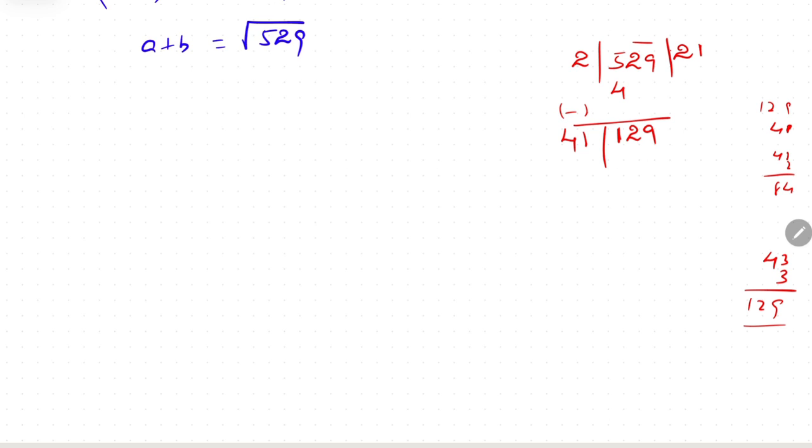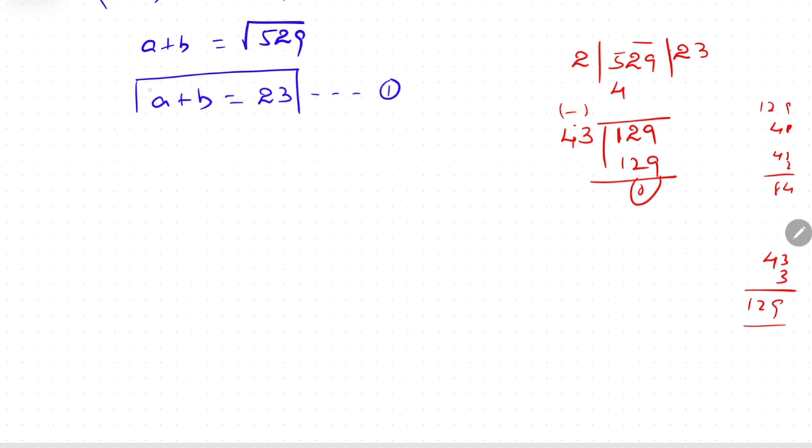So I am taking 3. Whatever we take here, we write here also, so we are getting 3. 3 threes are 9, 3 fours are 12. So the square root of 529, that is the a plus b value we got, is 23. That is equation 1.